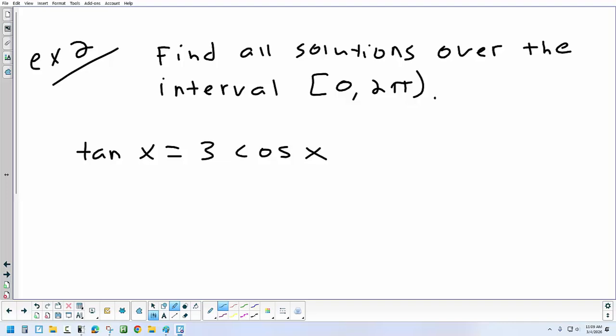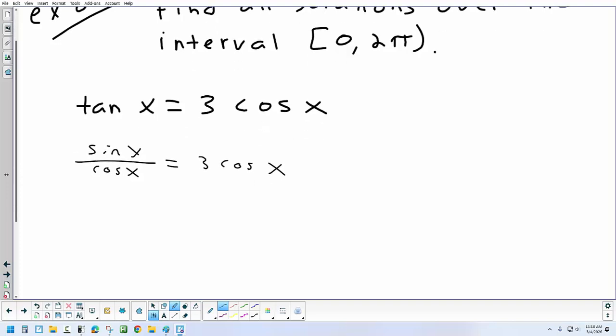Okay, at least if we do that first, then eventually we'll be able to get rid of one of those other ones. How could we rewrite tangent? Because that's not sine and cosine. Yep. Sine x over cosine x. Okay. What could I do with that?